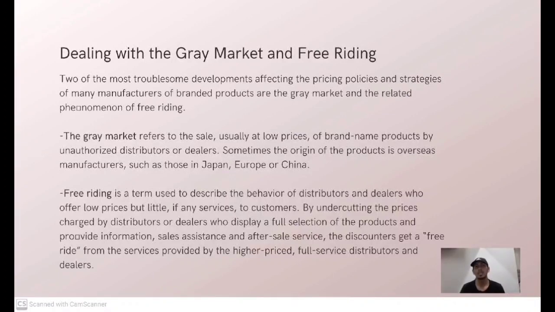So free riding is a term used to describe the behavior of distributors and dealers who offer low prices but little, if any, service to customers by undercutting the prices charged by distributors or dealers who display a full selection of the product and provide information, sales assistance, and after sale service.